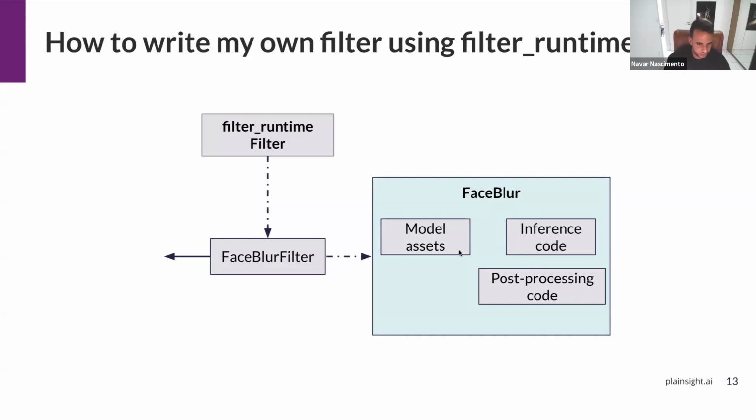And to turn the face blur into a filter, you need to write just one single class, which I'm calling here the face blur filter. I like to call this concept a wrapper class, because I'm wrapping the face blur using the framework of the filter runtime to turn it into a filter. Let's see how that looks.